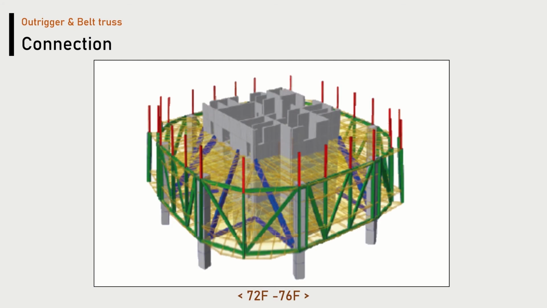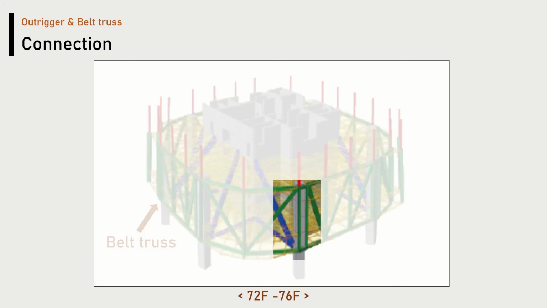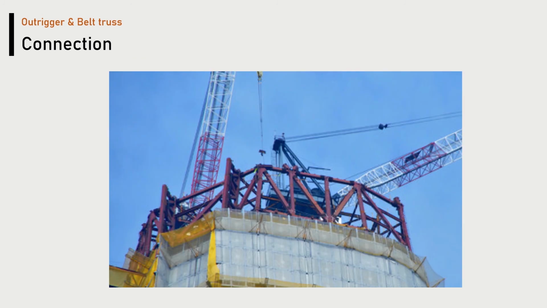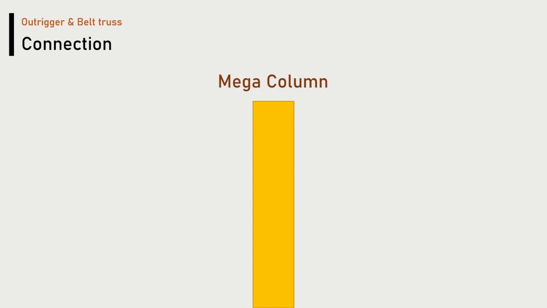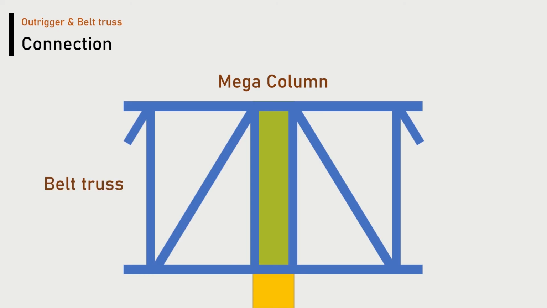Next is about the belt truss connection. We focused on the connection between the mega column and belt truss. This is the picture of belt truss construction. We focused on this part. This is a mega column. On the outside of the mega columns, there are embedded plates to connect trusses. These trusses are pre-assembled, and the mega column and trusses are connected through field welding.